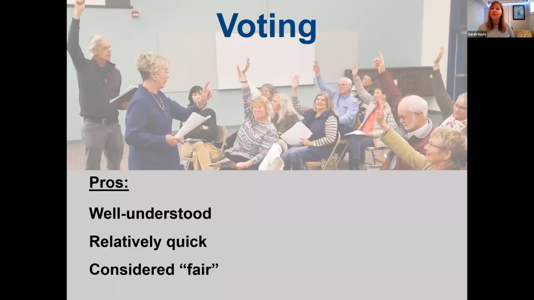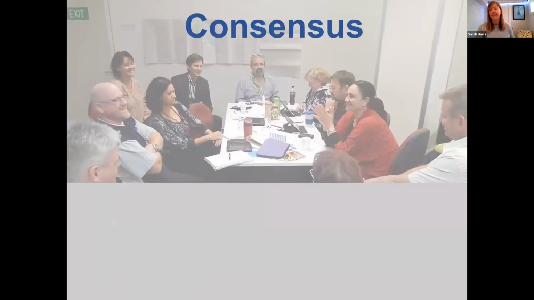Some of the benefits of voting as a decision-making process are that it's generally well understood, it's a relatively quick process, and it's generally considered to be fair. In contrast to the voting process is consensus decision-making. Coalition members move forward with a decision only when it is acceptable to all.